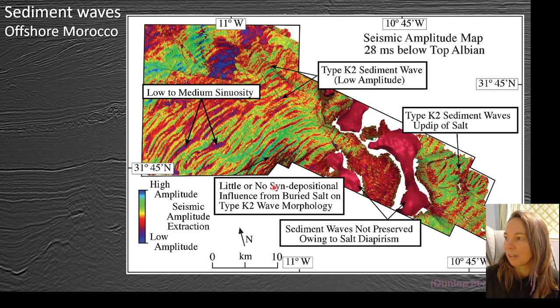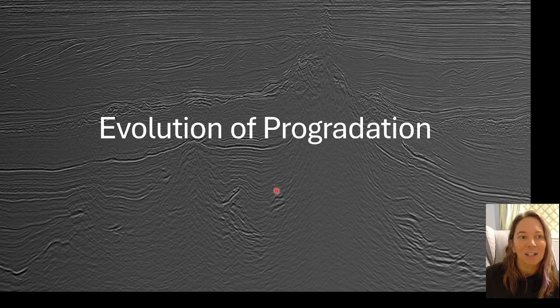Here's another image of the sediment waves in offshore Morocco. Again, still just looking at the seismic amplitude map. So now we're 28 milliseconds below the top Albion, and those sediment waves show up really, really clearly just by using an amplitude attribute. All right, let's look at a case with some evolution of progradation.